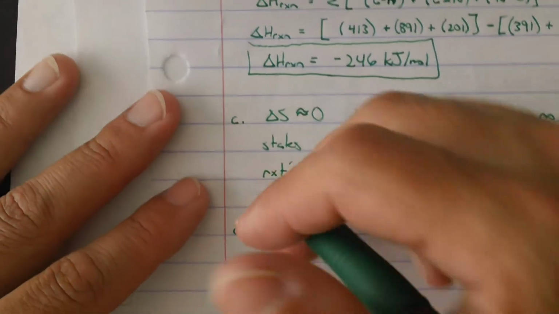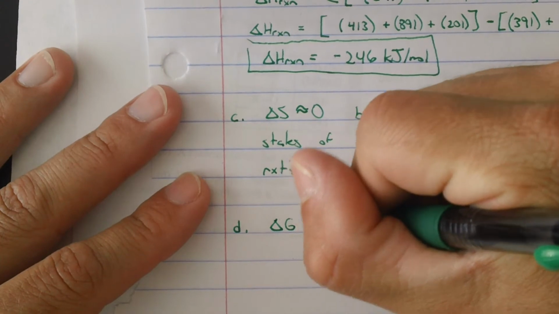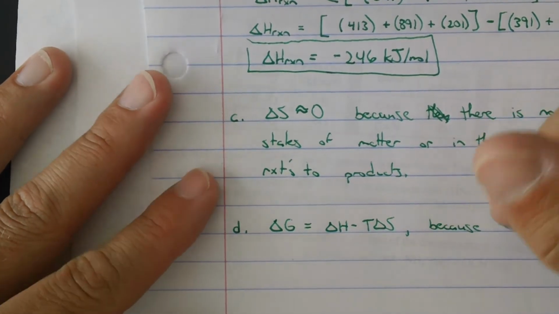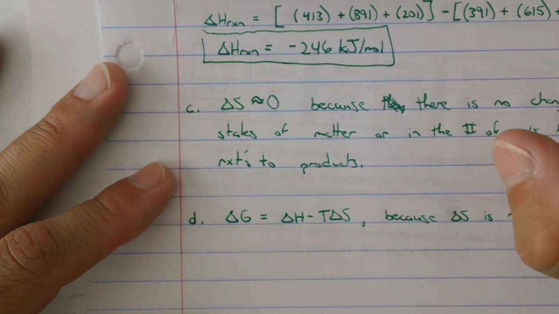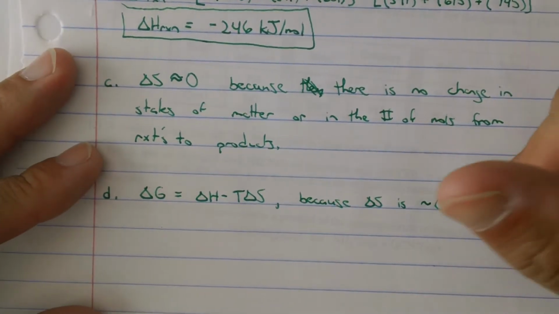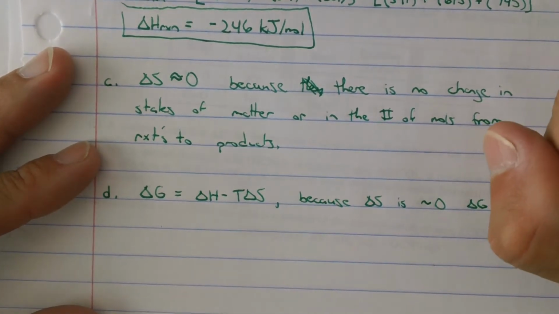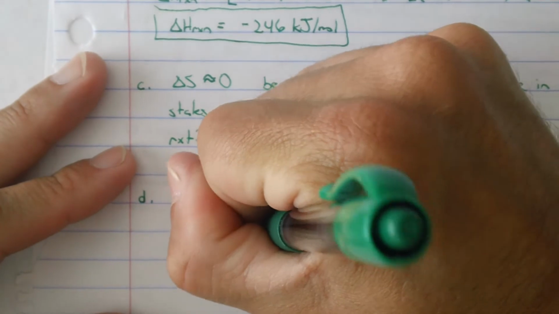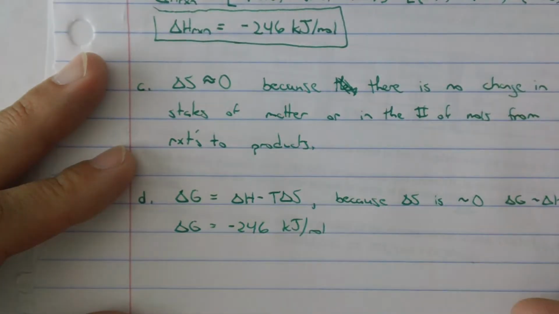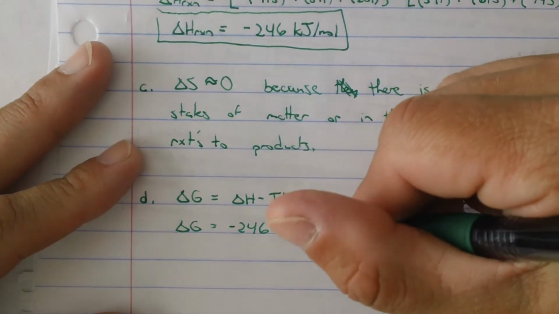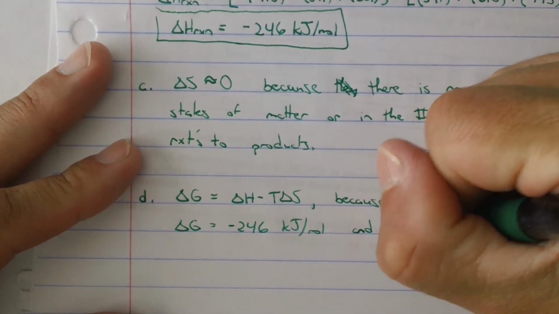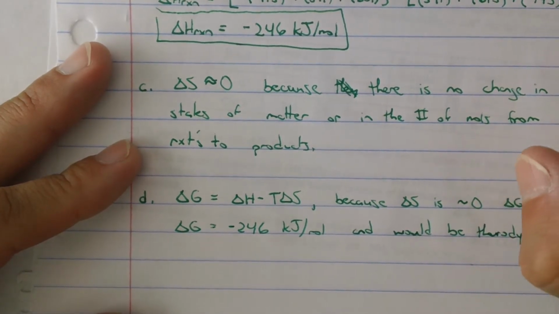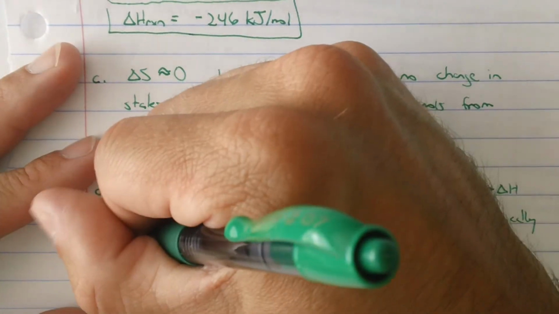And so the way I addressed it was this: delta G equals delta H minus T delta S. Because delta S is approximately 0, delta G is approximately equal to delta H. And so delta G would be negative 246 kilojoules per mole, and would be thermodynamically favorable.